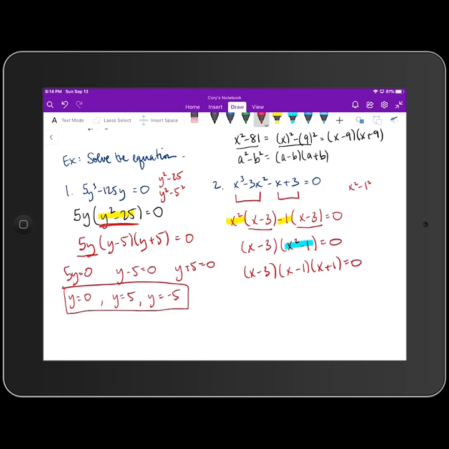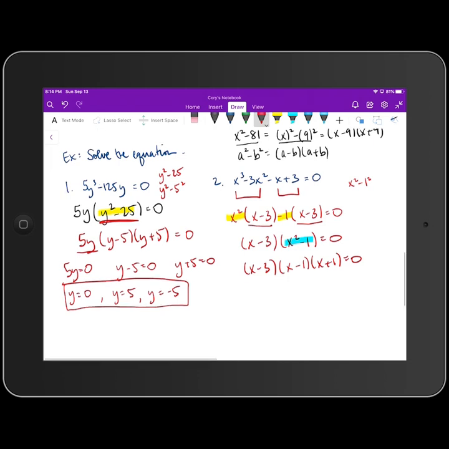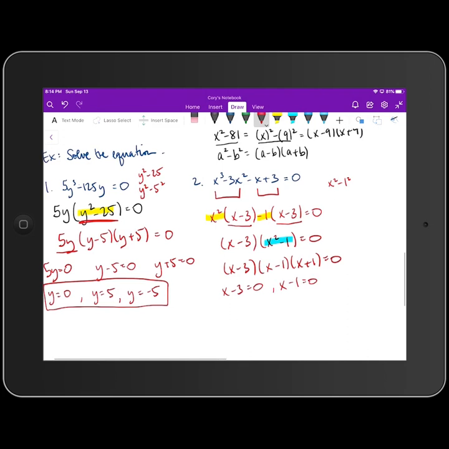And if that product is equal to 0, that means that one of the factors has to be equal to 0. So x minus 3 has to be equal to 0, or x minus 1 has to be equal to 0, or x plus 1 has to be equal to 0. And when we solve each of those equations for x, the first equation gives us a solution of x is equal to 3, the second one gives us a solution of x is equal to 1, and the third one gives us a solution of x is equal to -1. All right, so those are your three solutions for that particular equation.